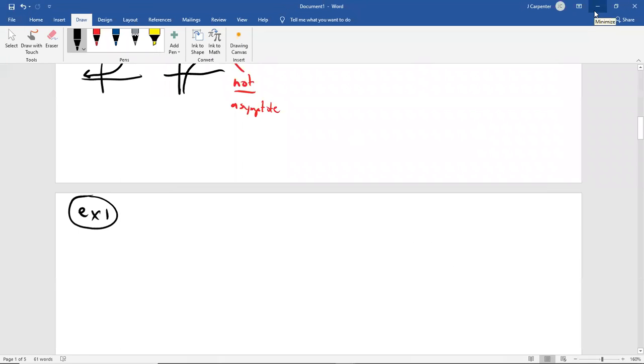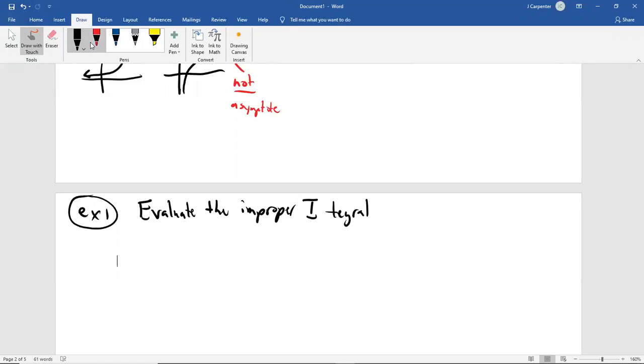Okay, example 1, evaluate the improper integral. I'll just write it here. Please pay attention to how MyMathLab wants you to answer these if it is a non-finite value. Some of these will be finite answers. Some of these will be infinite. So they may want you to write does not exist. They may actually want you to write infinite, which is really rare that a book wants you to do that.